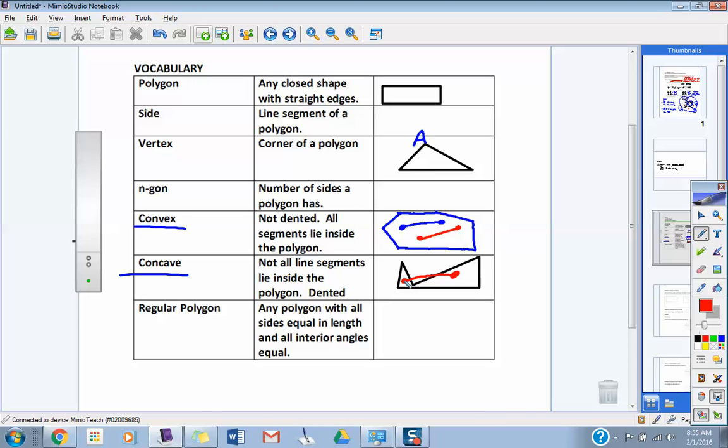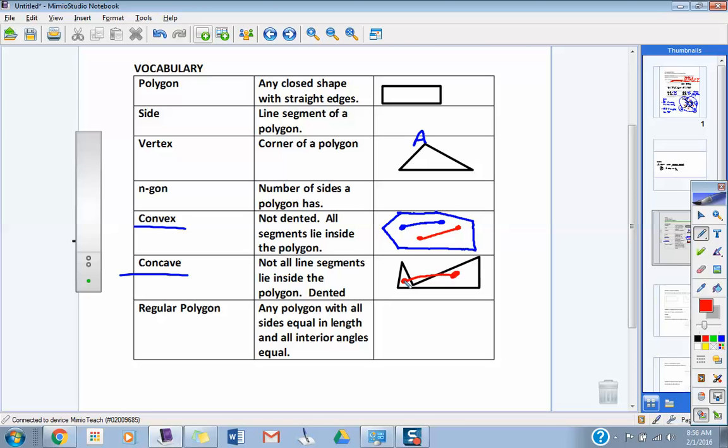So what you want to make sure of is, what does convex mean? Concave, what do they mean? Do the illustrations help you understand that? Outline of this eraser, concave or convex? Convex, right? Okay. How about the outline of this gear right here? Concave or convex? Concave, because if I pick a point here and here, won't that line travel on the outside of that? Okay, very good.